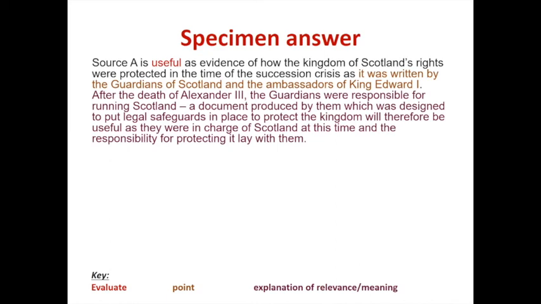The brownie coloured highlighted bit is your point, so it's going to be you either pulling out some quoted information from the source that's relevant, or making a point about author, the date, the purpose, you name it, as we go through. And then the purple bit, the last bit, is where you need to link it back to the question. You need to explain the relevance of the point that you're making.